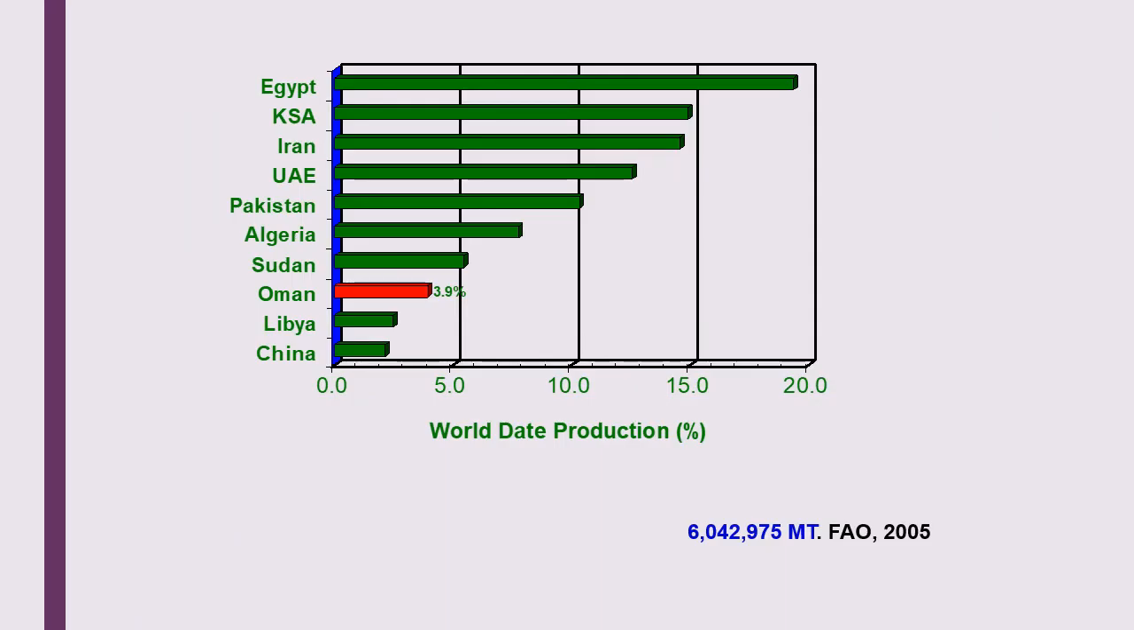Okay, so for the date palm, Oman is about 8th to 9th in the world in production, which is about 6 million tons every year. Oman is producing about 4% of the 6 million tons of the world. Oman now produces about 300K, which is 300,000 tons of dates every year.